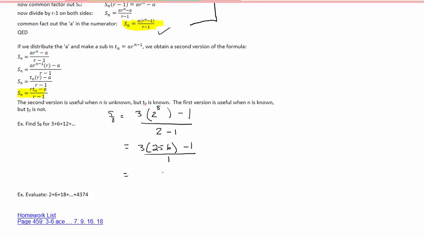And this gives us a final answer. S at 8 is equal to 756. So if I added up the first 8 terms of this pattern, the sum of it would be 756. So this example here, here's our second example.